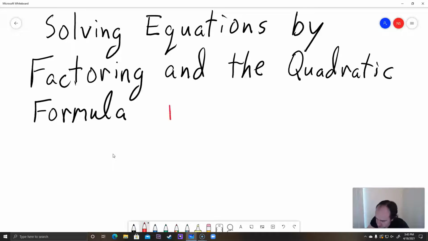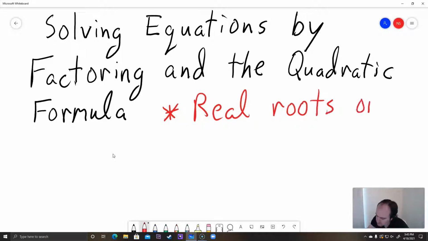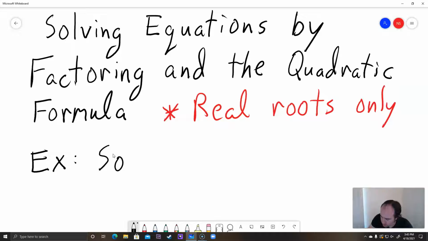None of our solutions are going to be involving the letter i, which is an imaginary number or a complex root. So, real roots only in this video. I'm going to give us a couple examples. For our first example, the instructions are just to solve the equation. You can really solve by any method you'd like.